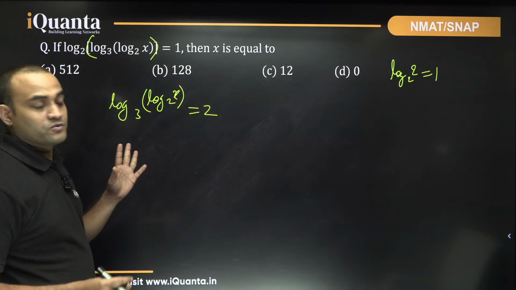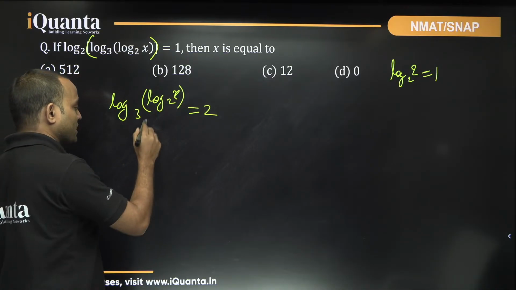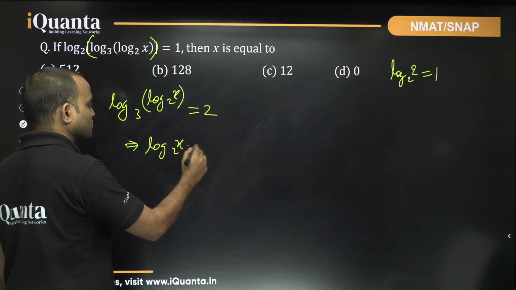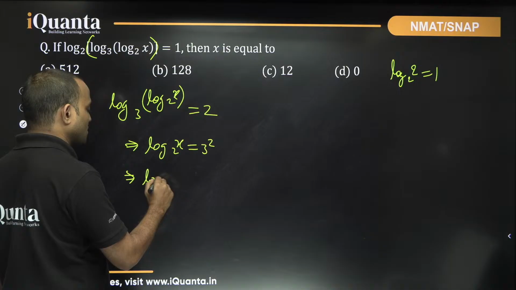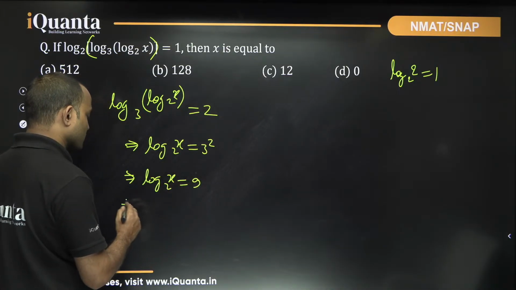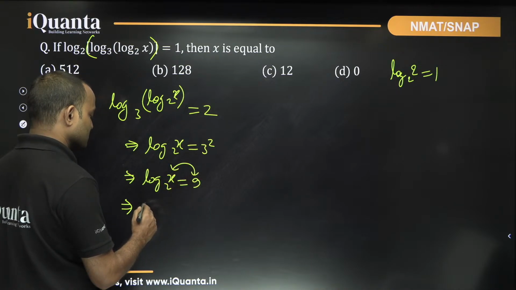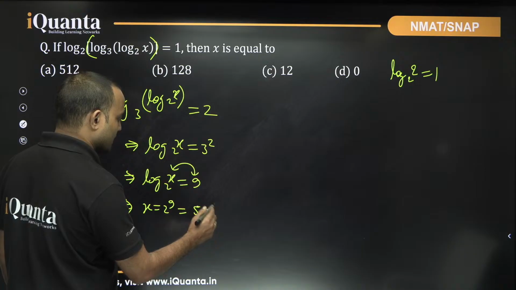Once again, if you want to remove the log, this must be 3 square. So log x to the base 2 must be 3 square, or log x to the base 2 must be 9. Then again, if you want to remove the log, exchange the position of x and 9. So x is equal to 2 to the power 9, which is equal to 512.